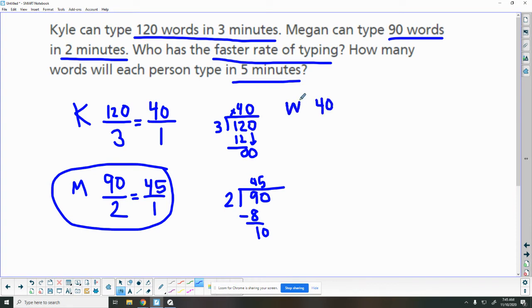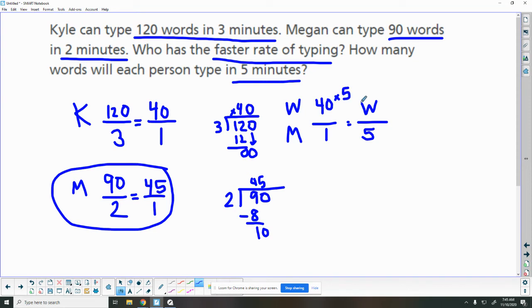I'm going to put my words on the top, minutes on the bottom. So Kyle can type 40 words in 1 minute. I want to know how many words he can type in 5 minutes. Look, all my words are on the top, my minutes are on the bottom. So to get from 1 to 5, I times by 5.